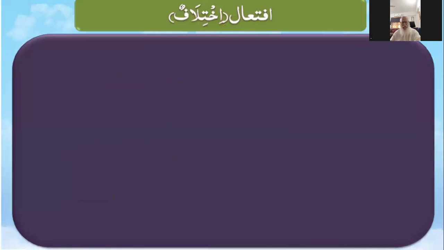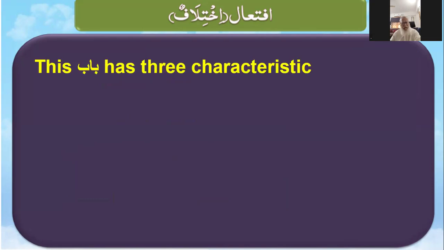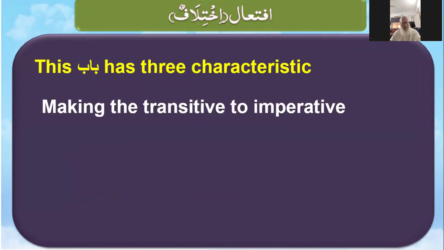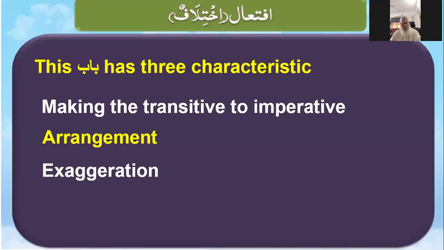The next one is Bab Ikhtiyar. Ikhtalafa was the word. The word was Ikhtilaf, and the Bab is Ikhtiyar. This Bab has only three characteristics: making the transitive into imperative, arrangement and exaggeration.